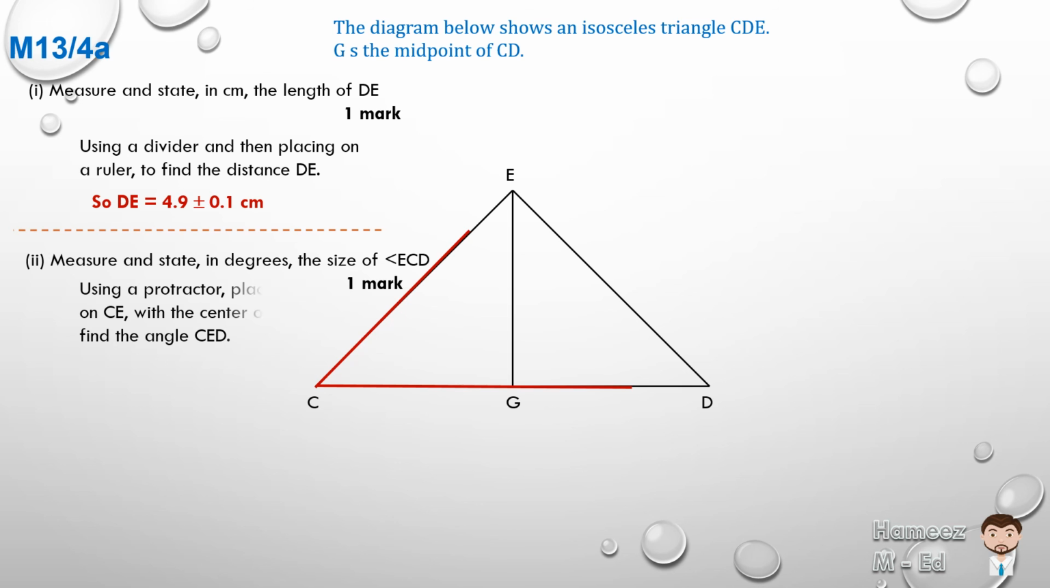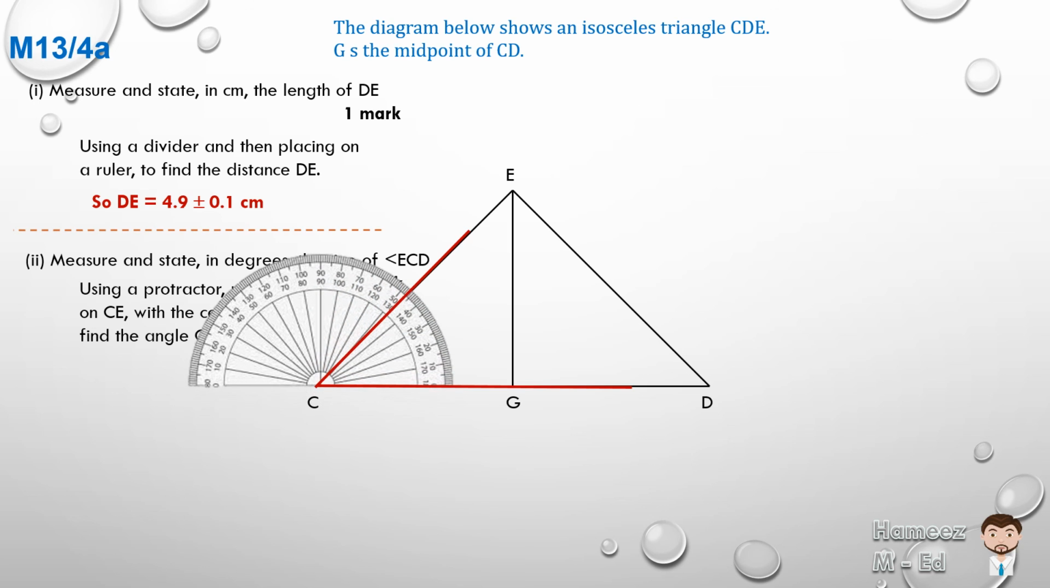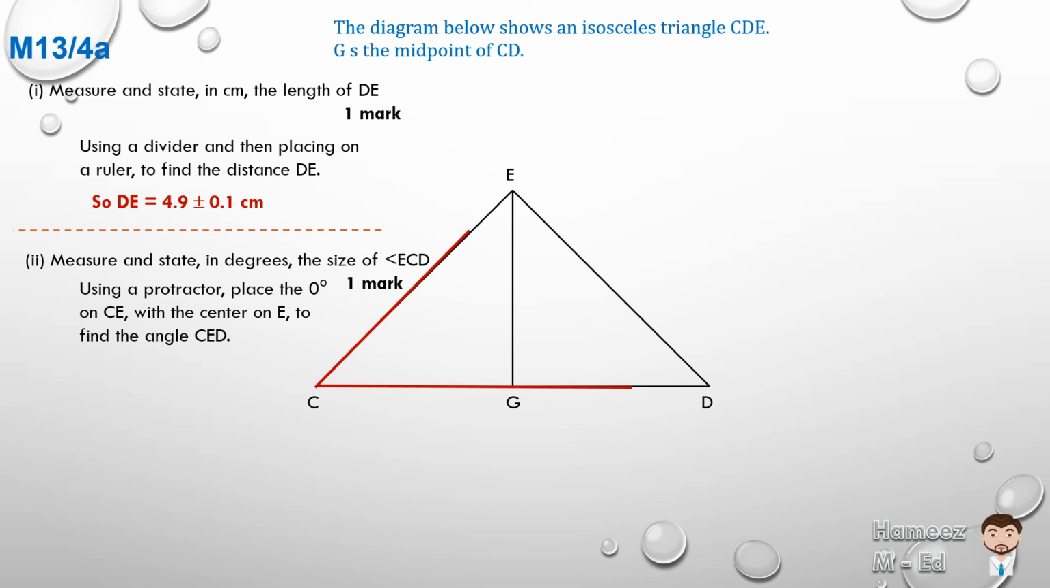So using a protractor, let's place the protractor directly on top of C, where the angle 0 degrees on the right hand side lines up with CG. And we can measure the angle, and the angle ECD is equal to 36 degrees. And they allow us a little leeway, so plus or minus 1 degree will work. So if you got 35 or you got 37, that will also work as well.